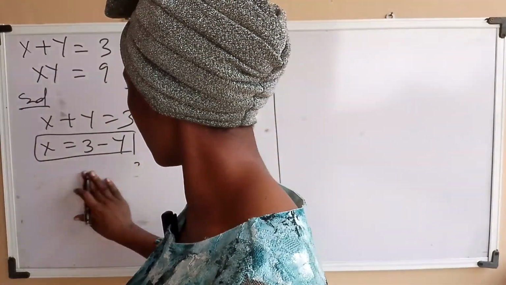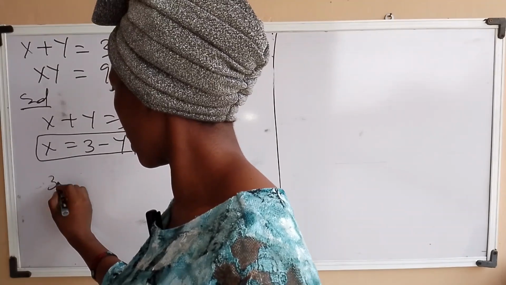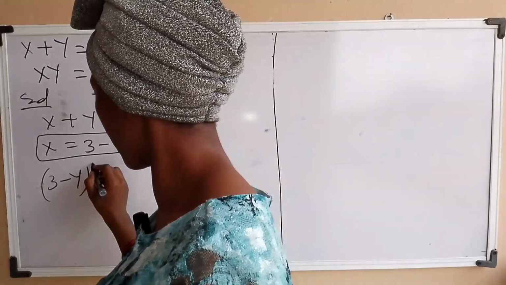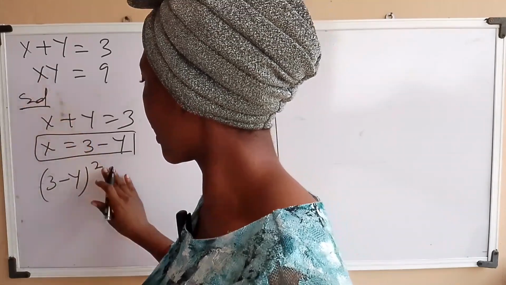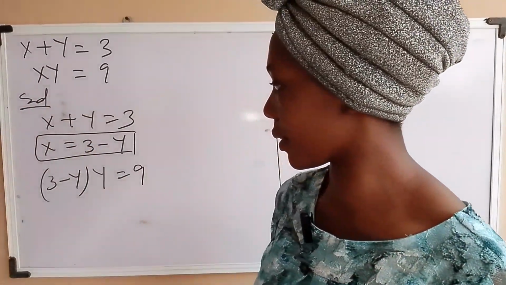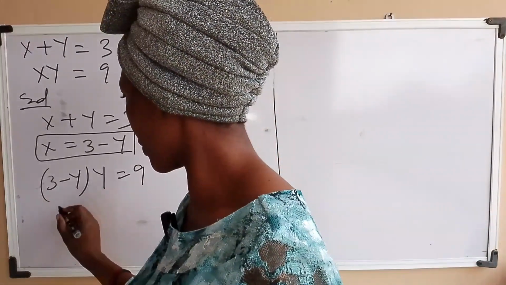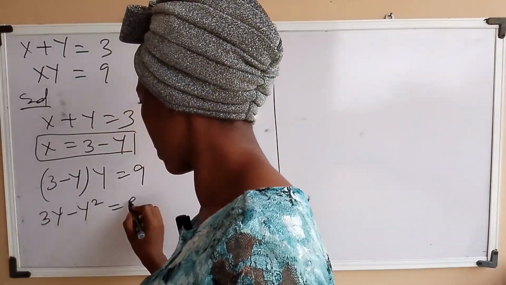Okay, I'll use it in the second equation, and that is 3 minus y, squared, 3 minus y outside, equals 9. Sorry, I was doing something else. So now when we multiply, we'll have 3y minus y squared equals 9.